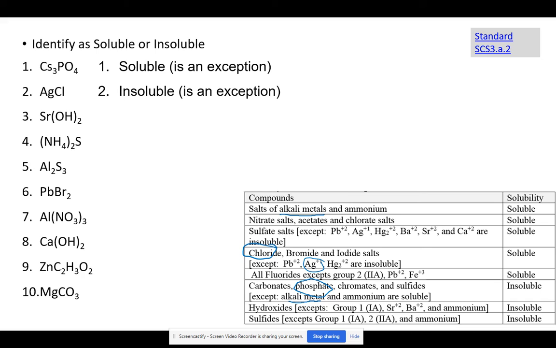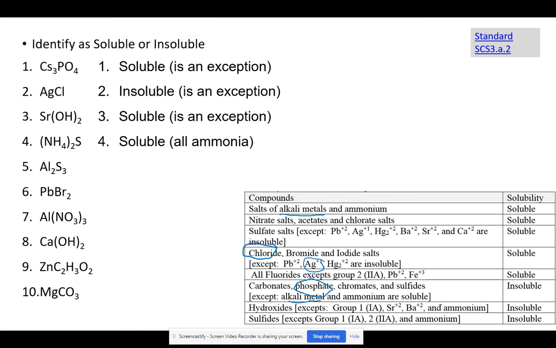Next one is strontium hydroxide. Strontium is not an alkali metal, so let's look at the hydroxide rules. It says that group 1, strontium, barium, and ammonium are exceptions. That means since this is strontium hydroxide, it will be soluble. It will dissolve. Ammonium sulfide, well, ammonium's ammonium, so therefore it must be soluble. That first rule applies to it.